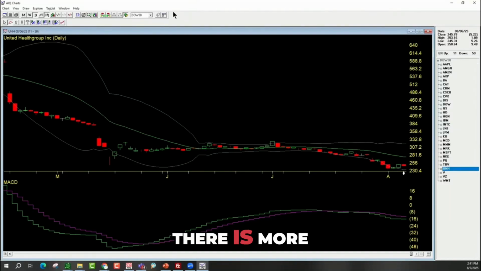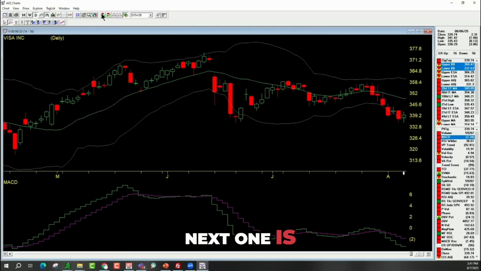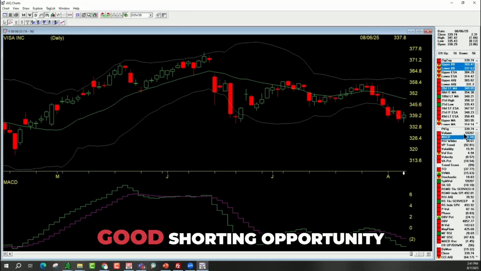Oh no, there is more. Goodness, I'm getting carried away here. The next one is Verizon. So this is definitely hugging the band. The band's going down. Yeah, this is still a good shorting opportunity.